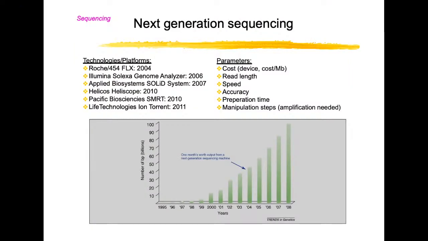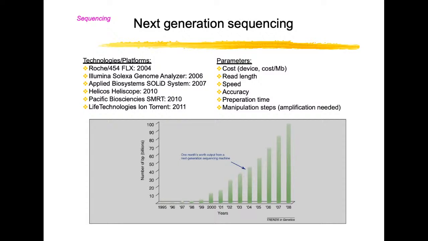Yeah, so that was the basics about sequencing. Now we will discuss a bit more about next generation sequencing. The technologies that are present in the market are from Roche, Illumina, Applied Biosystems, Helicos Heliscope, Pacific Biosciences, Life Technologies, Ion Torrent.